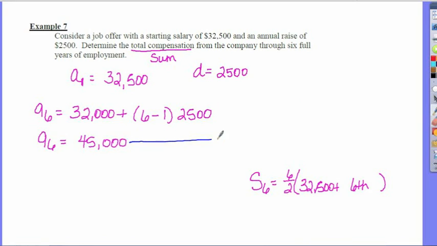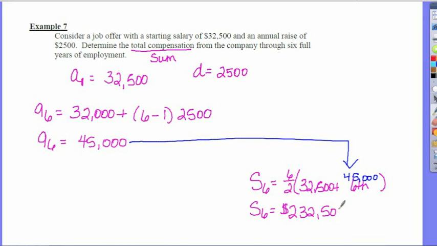So I can take that, put it over here for your 6th year. That's $45,000. And now you can finish your formula. You can add these, multiply by 6 divided by 2, which is 3. So the sum of the 6 years would be $232,500.